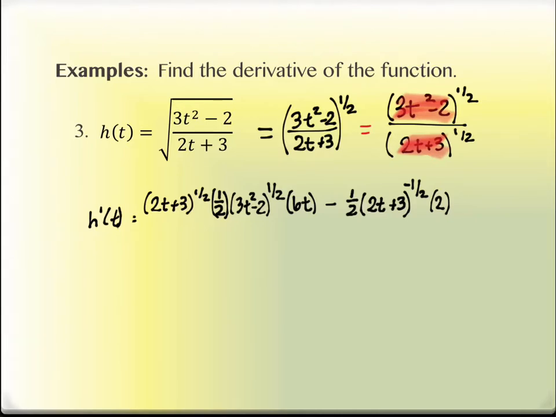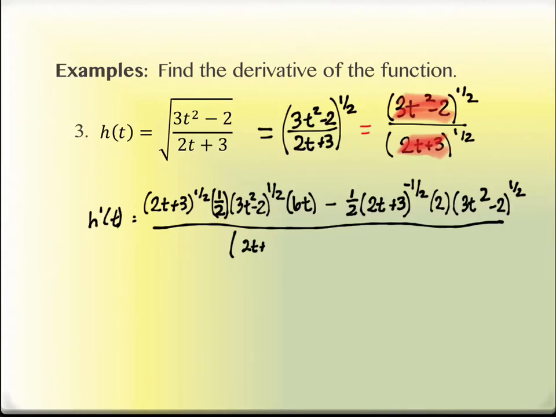And then I need this multiplied by the numerator, right? Derivative of the denominator times the numerator. And so I have 3t squared minus 2 to the 1/2. And all of this is over the denominator, 2t plus 3 to the 1/2 squared.